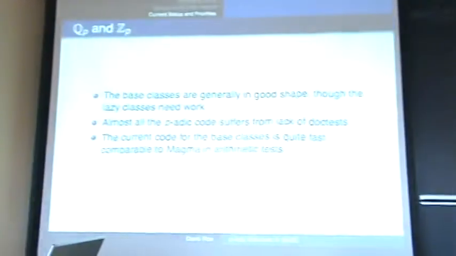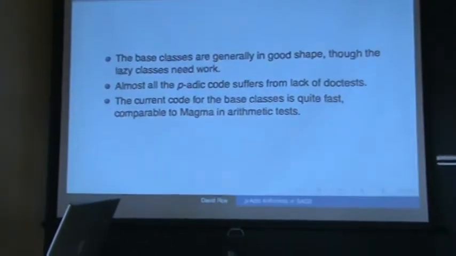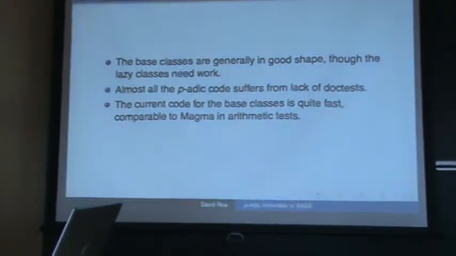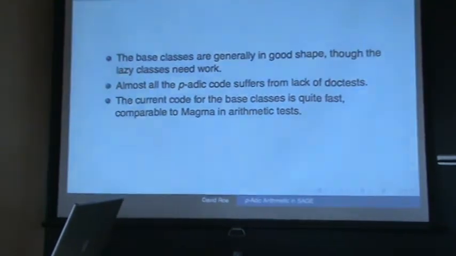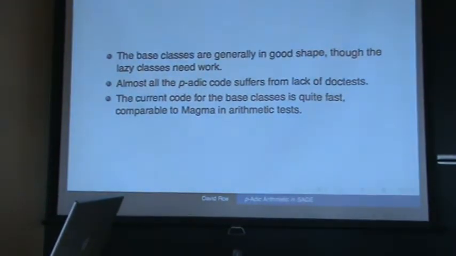But the current code for the base classes is fairly fast. We'll beat Magma sometimes, sometimes we don't, but they're comparable in speed.